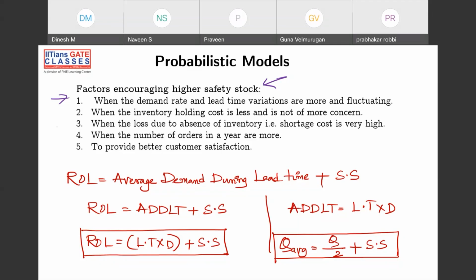Next, inventory and holding cost is less. So you have less inventory cost. Let's say the shirts and t-shirts and the trousers you're carrying are very light in weight. So there's no point. The cost is less, right?